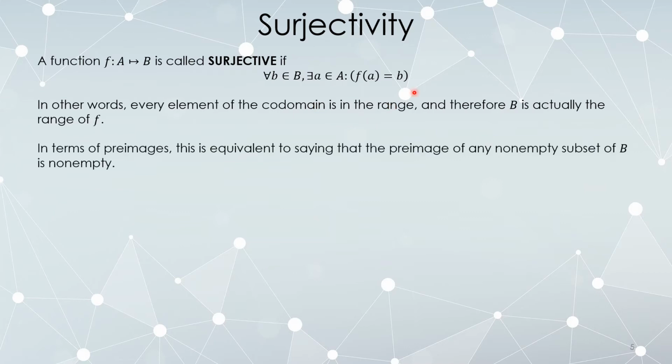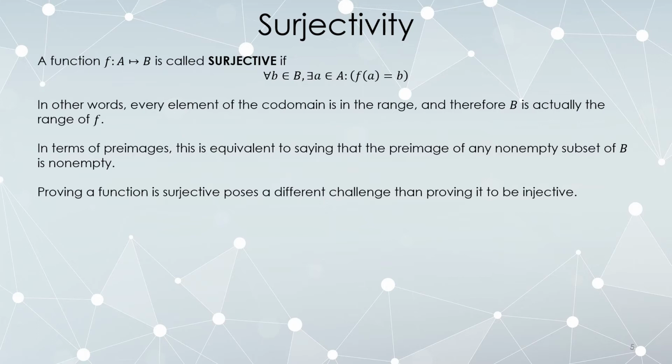In terms of preimages, this is saying that the preimage of any element of B is not empty. That any element of B you pick has at least one element in the preimage. There is at least one element of the domain which is sent to that thing.